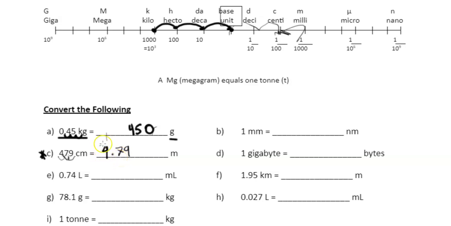Wait, I got the other ones. Okay, do E. So liters, again, liters has no prefix in front of it, so it's our base unit. What's a prefix? A prefix is like all these little letters: deci, centi, milli, micro, nano, and so on. And then our base unit is what we're measuring, whether we're measuring grams for mass, or meters for length, or liters for volume. Okay, so we're measuring liters for volume, and then we're going to milliliters. There we go.